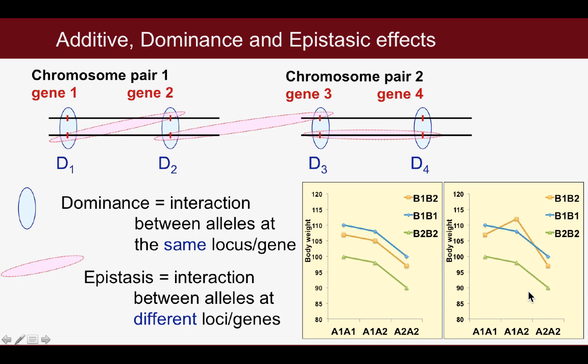However, in the example on the right, there is epistasis because the effect of the A locus differs for individuals that, for example, have the B1B2 genotype at the B locus than for individuals that are homozygous B1 or homozygous B2. So these lines are not parallel, reflecting epistasis.